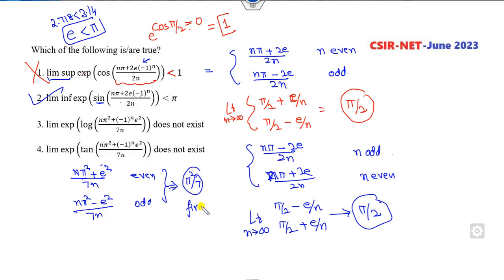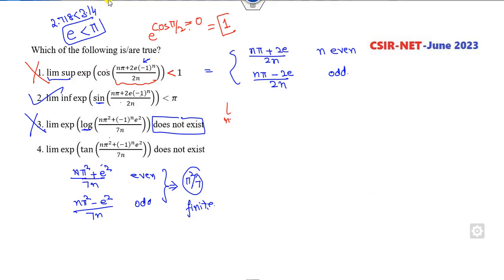That is my finite answer. And log of a finite answer is also a finite answer. He said "does not exist" is the cancel out. Look at the last option.